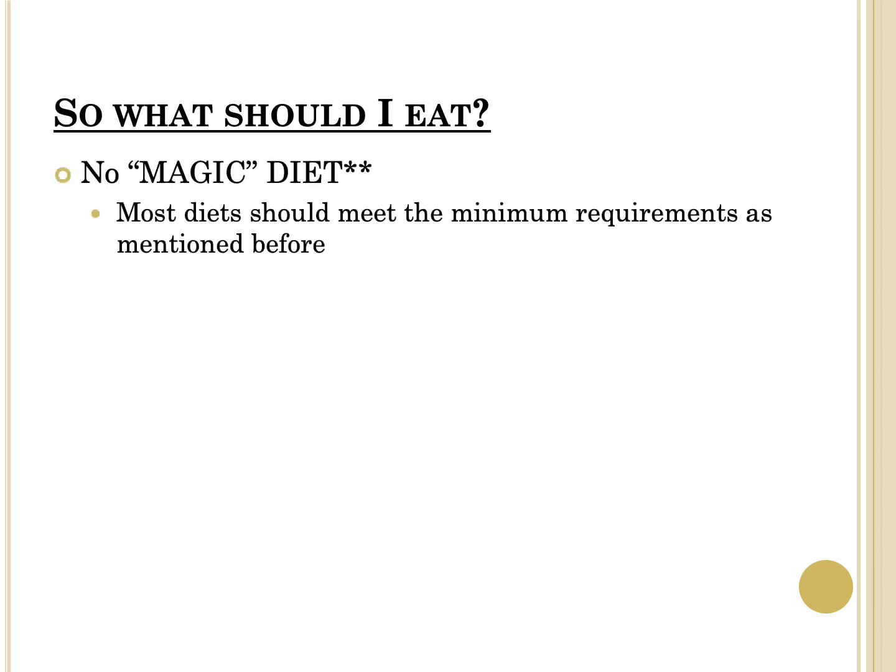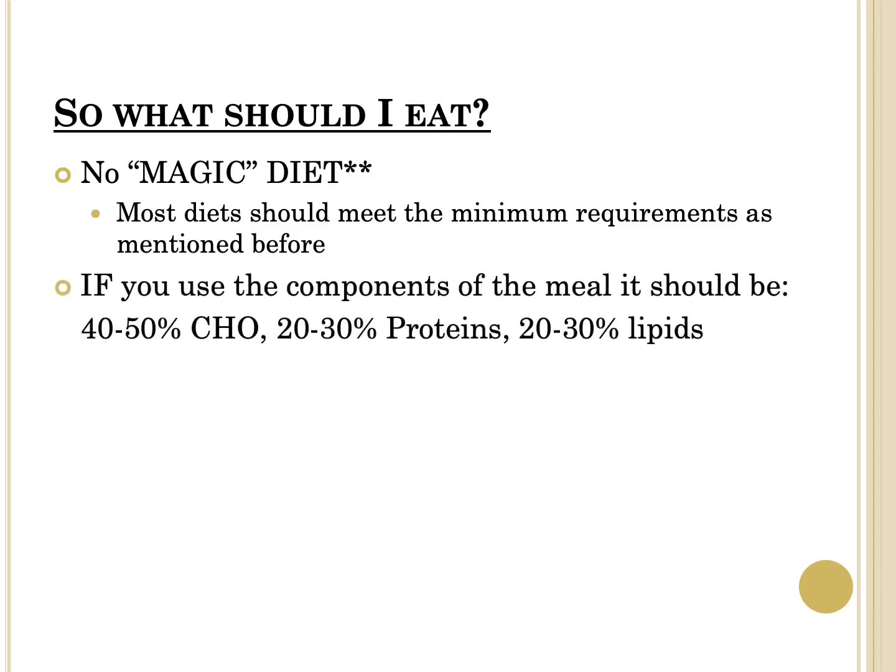So, what should I be eating? Well, remember, there's no such thing as a magic diet, regardless of what people are trying to sell you. Most diets should meet the minimum requirements that have been mentioned, which means that in a normal healthy person, somewhere between 40 and 50% of dietary requirements should be met through consumption of carbohydrates, which includes fiber. 20 to 30% should be made up of proteins and amino acid sources. 20 to 30% should be made up of lipids.